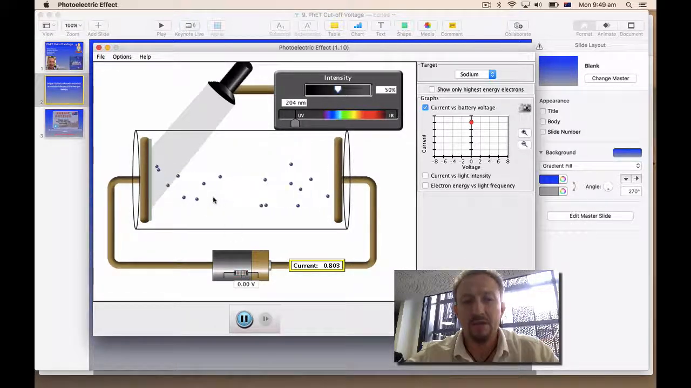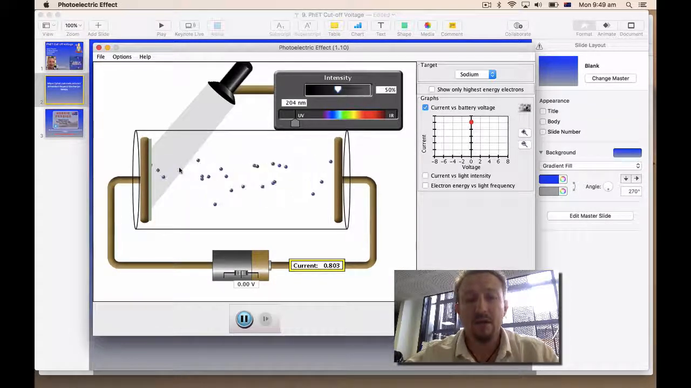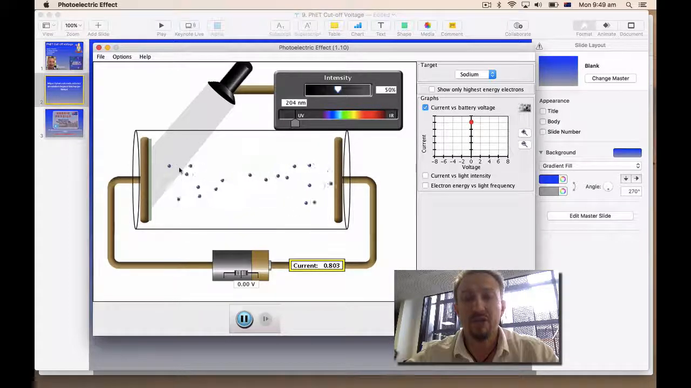Remember, there's a certain amount of energy which is going to allow these electrons to be emitted. That's called the work function, and then what's left over is going to be calculated in the form of kinetic energy. Remember that kinetic energy can be calculated by q, the charge of the electron, times the cutoff voltage. So how do I determine the cutoff voltage?